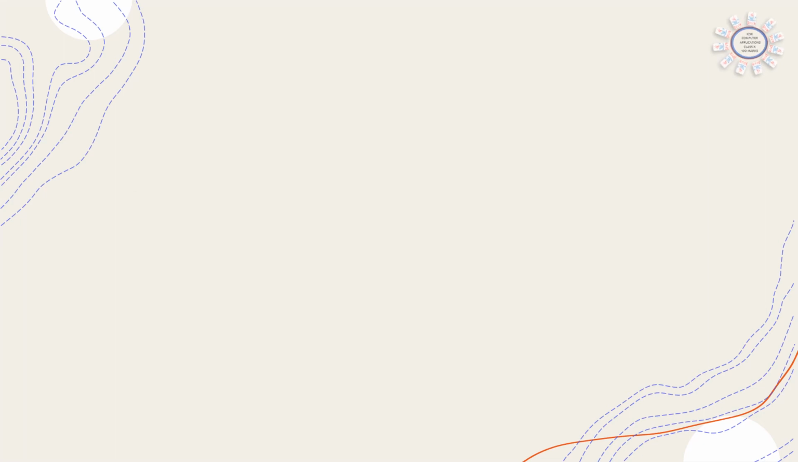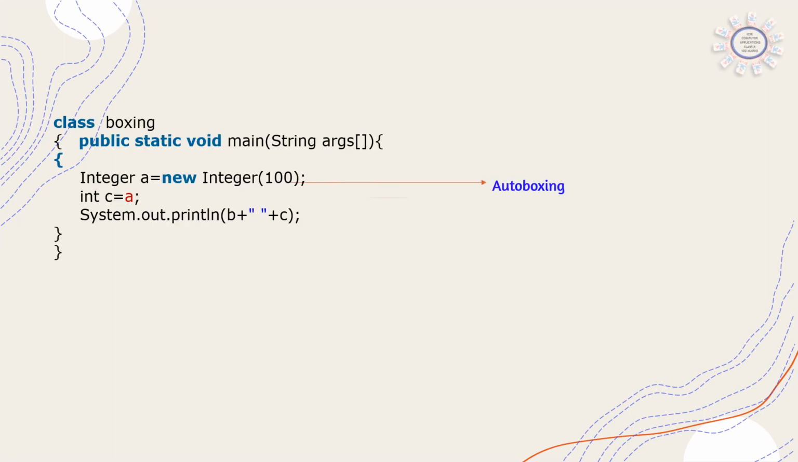And unboxing is converting the object into a primitive data type. So here the first line is autoboxing: Integer a is equal to new Integer(100). The object is created and the value is stored. And if you want to convert the value into a primitive data type or variable, int c is equal to a. By using this, we can convert the object into a primitive data type, and this process is known as unboxing.